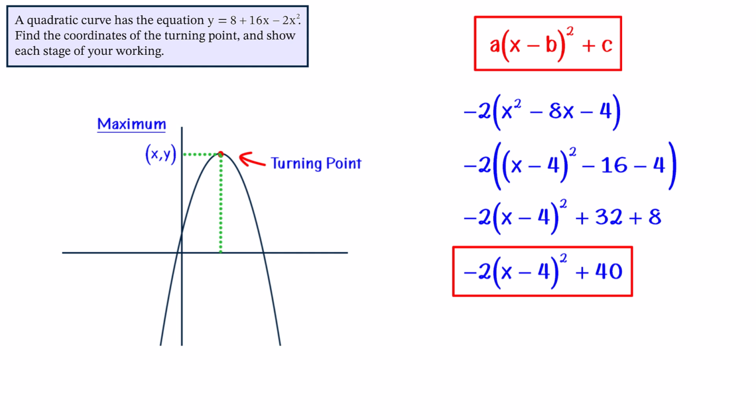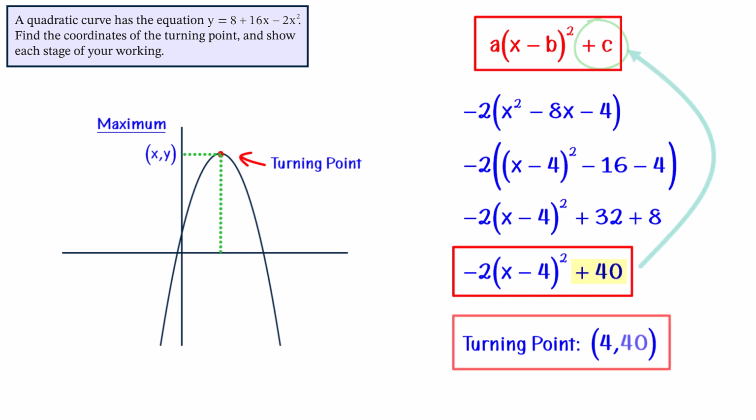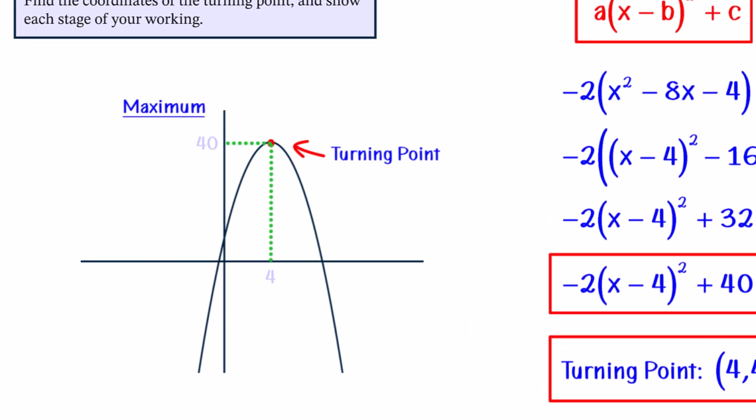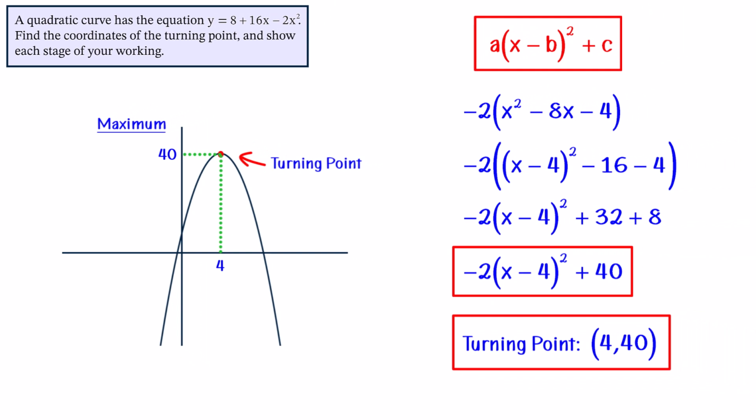Okay, so now that the quadratic expression is in completed square form, we can find the turning point of the quadratic curve. The x coordinate is the value of x that would make x minus 4 equal to 0. And so therefore the x coordinate of the turning point must be equal to 4. The y coordinate of the turning point is always this value of c, which in this case is 40. And so the turning point is (4, 40). Okay, so that's how you answer a turning point question that's suitable for those students that are aiming for a grade 9.